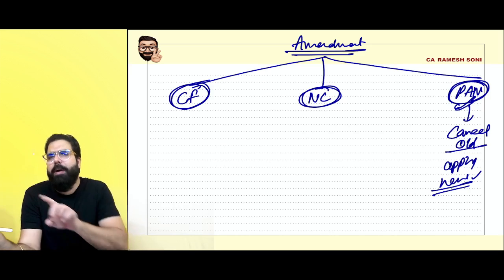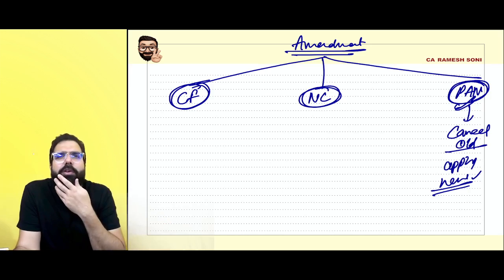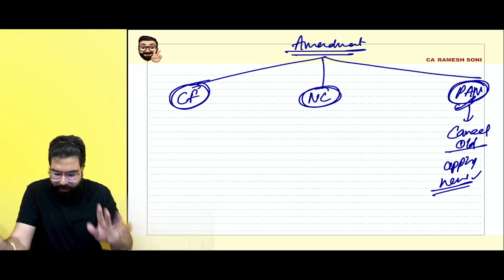Suppose a father expired and now the son wants to continue the registration. The son says, put my PAN number and give me the same registration. Not possible. You have to apply for a fresh registration only.